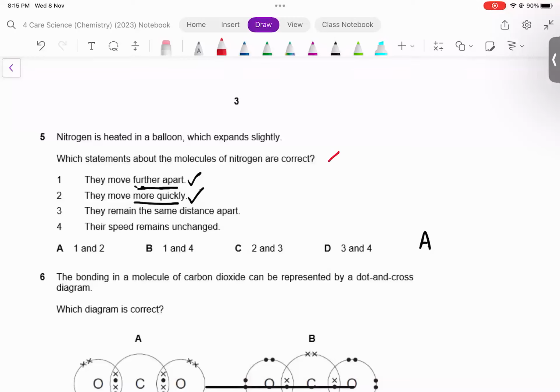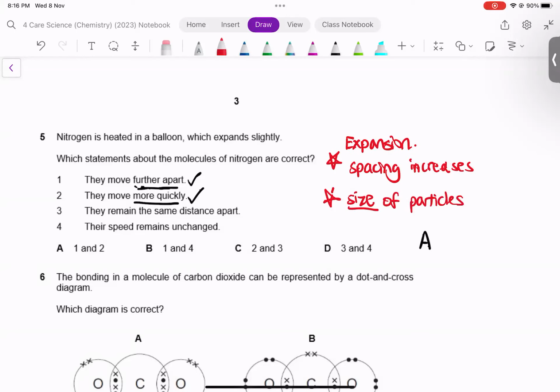However, can I please encourage all of us to write down, during expansion, the spacing increases. So what we just mentioned about the particles moving further apart, the spacing between the particles increases. However, the size of the particles, in this case, the size of the nitrogen molecules, remains the same.